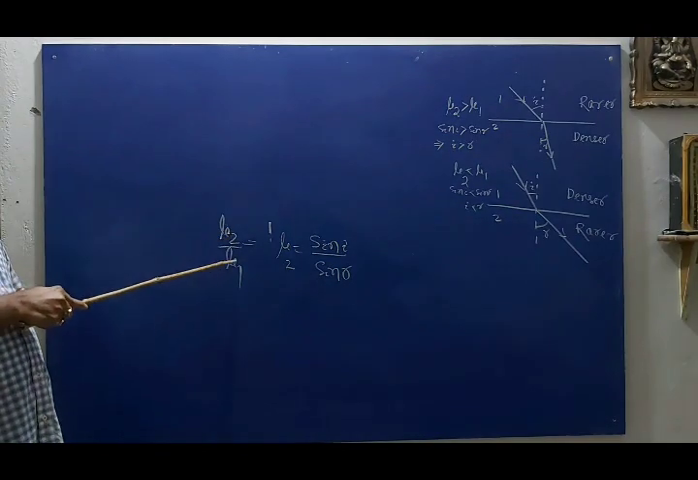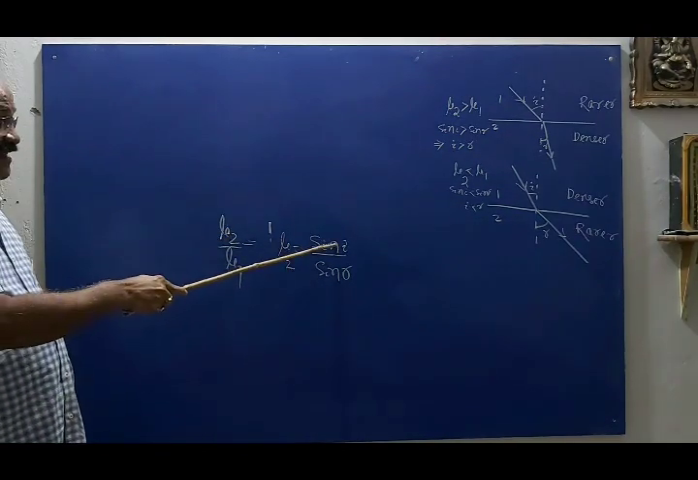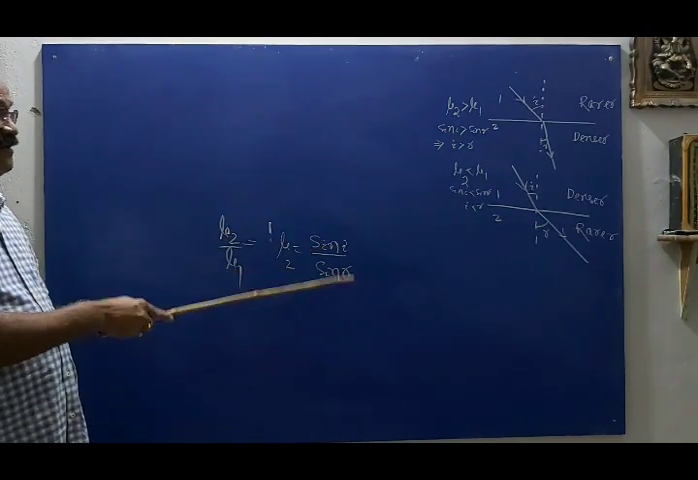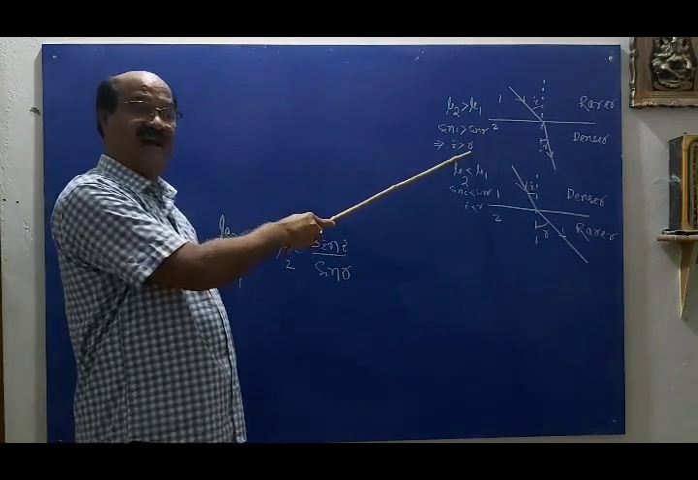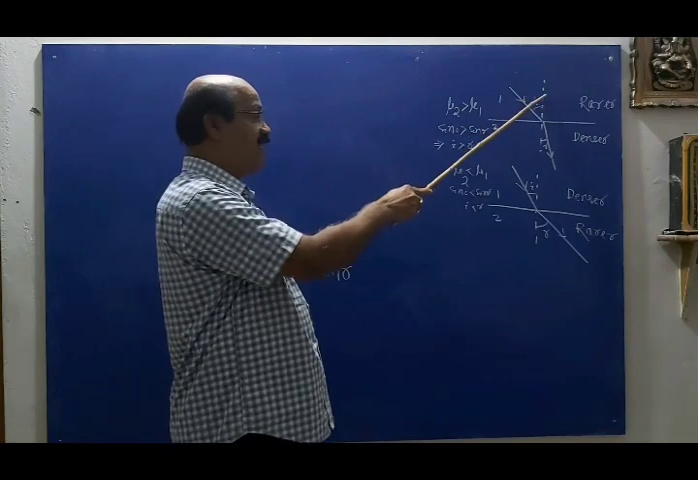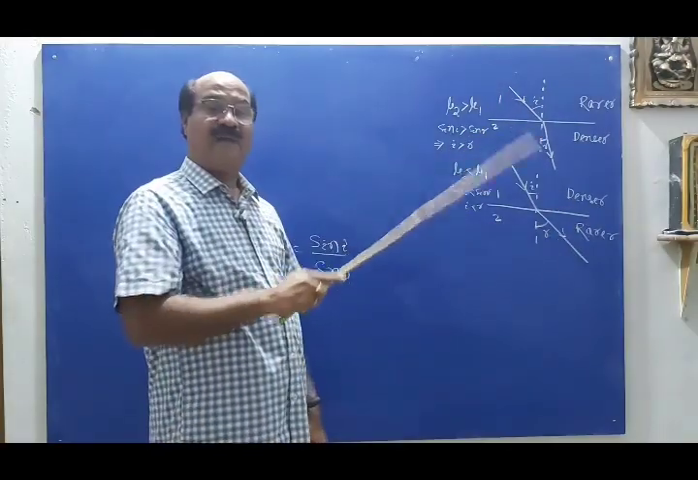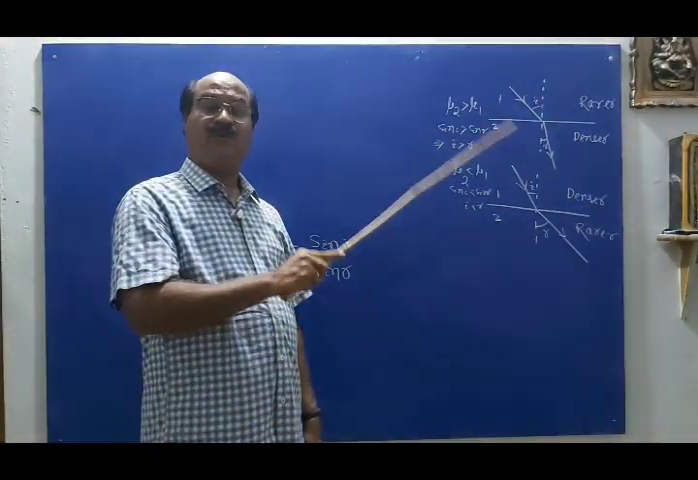If mu2 by mu1 is greater than 1, then sin i by sin r is greater than 1. Means sin i is greater than sin r, means i is greater than r. We saw that if i were equal to r, there would be no bending, no change in the path of light.